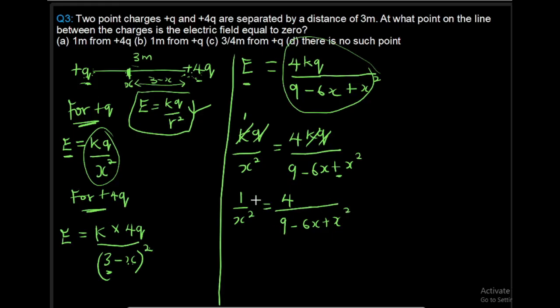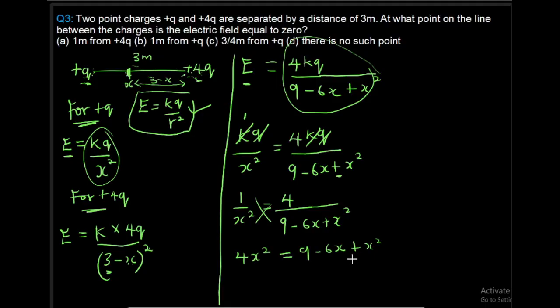All right, now if we cross multiply, we're going to have 4 times x squared, which is 4x squared, equals 9 minus 6x plus x squared times 1. The whole of this times 1 is still the same thing. All right, so this is what we're going to have here.